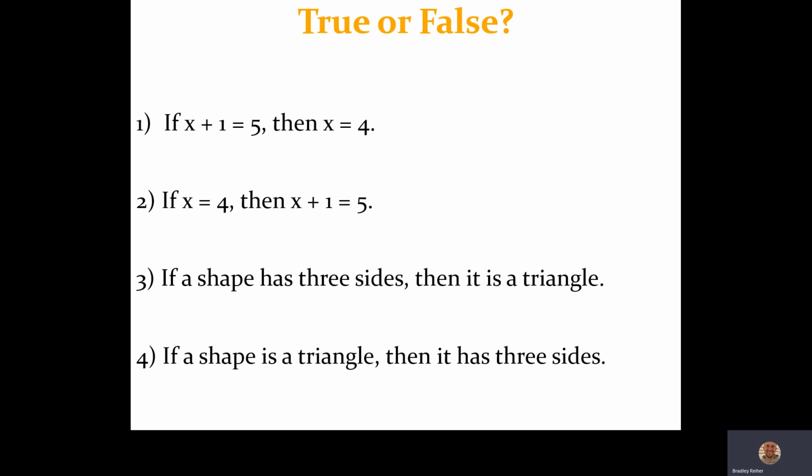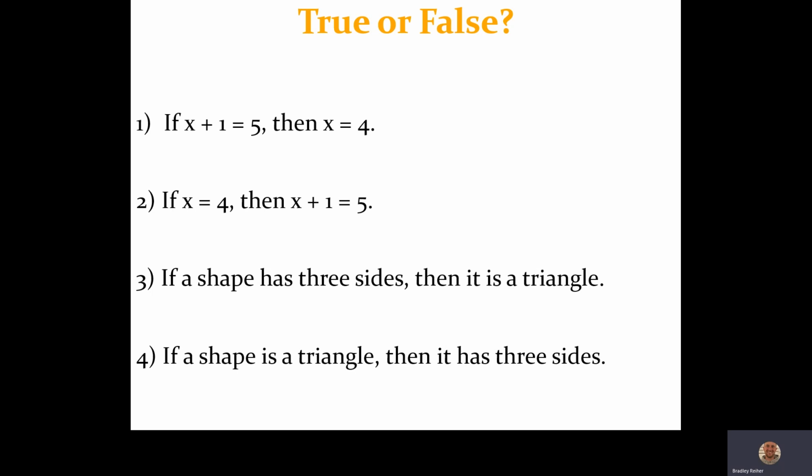When we go down to number 2, the word if and the word then stay where they are, and we switch the hypothesis and the conclusion. That's going to make a new statement, and it doesn't necessarily mean the same thing as the one before. If x equals 4, then x plus 1 equals 5. That's also true. So in this situation, we switched hypothesis and conclusion, and they meant the same thing. They had the same truth value.